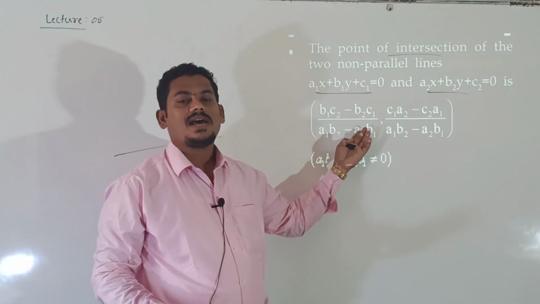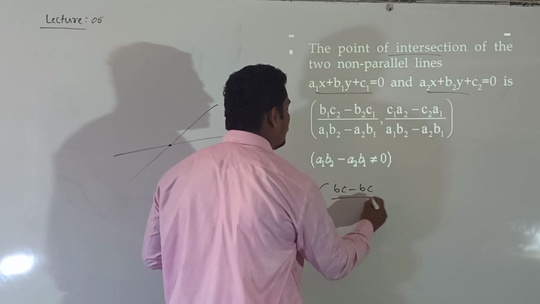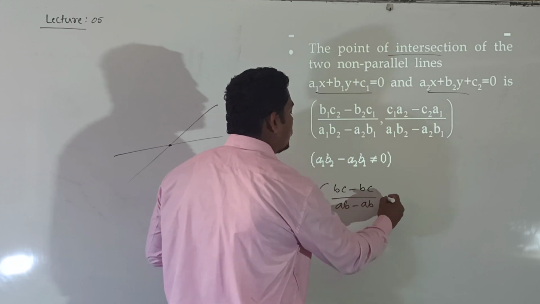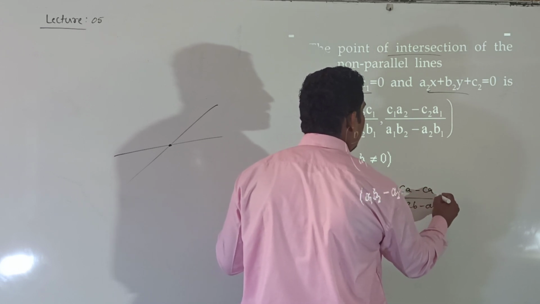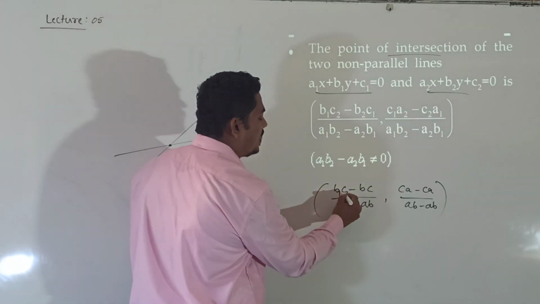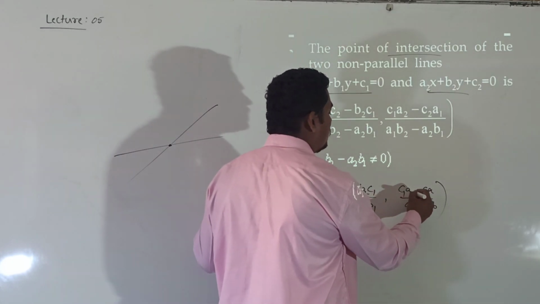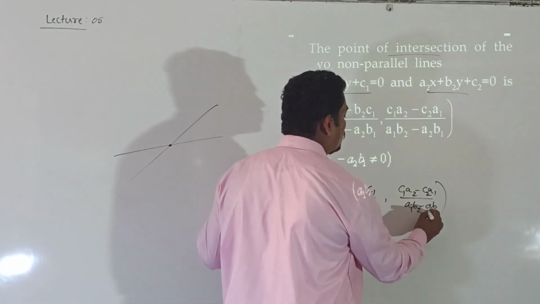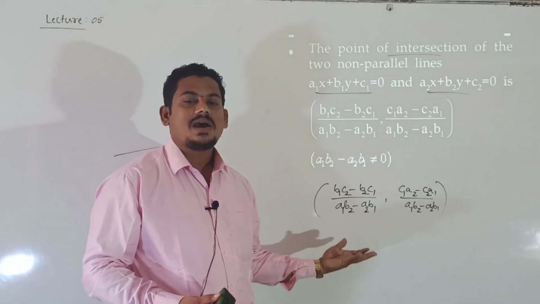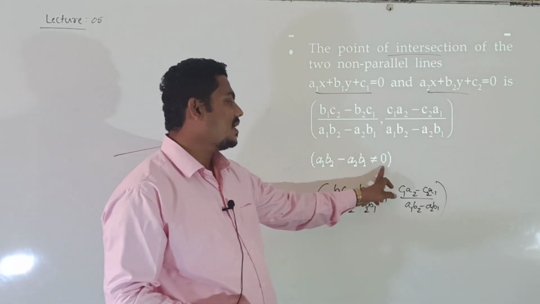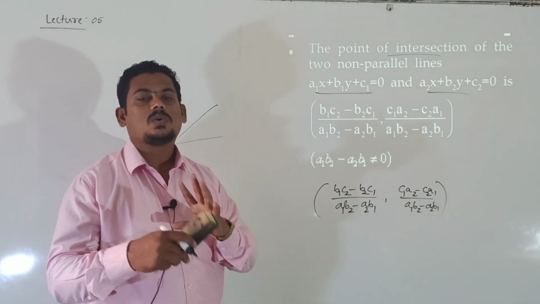How to remember this formula? The x coordinate of the point of intersection is just write BC minus BC divided by AB minus AB, and the y coordinate is CA minus CA divided by AB minus AB. After that, the order is 1 2 2 1, here also 1 2 2 1, and here also 1 2 2 1. The necessary point is that the denominator should not be 0. Once the denominator is 0, it is not defined. For that reason, the denominator should not be 0. If the denominator term is equal to 0, then the given two lines never intersect.